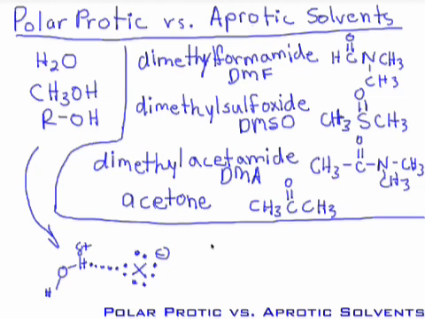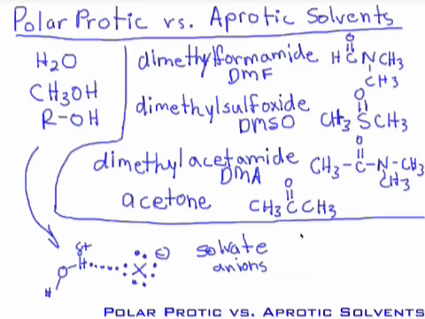Polar protic solvents can solvate anions strongly through hydrogen bonding. That means the anion must break through the intermolecular force of attraction before it can attack the organic substrate. Now, hydrogen bonding is one of the strongest intermolecular forces. It is enough to slow down the attack. So if you want to slow down your nucleophile's attack, you use a polar protic solvent.